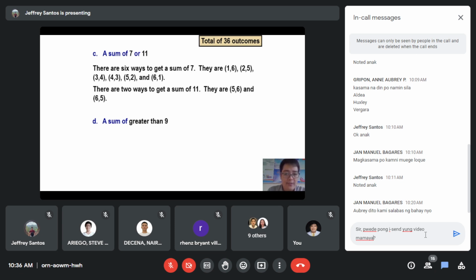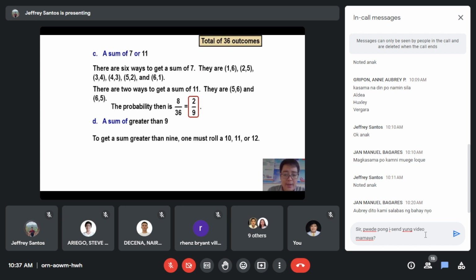Ano ngayon ang sagot dito? A sum of 7 or 11. We are just going to add the corresponding probabilities. So the probability then is 8 over 36. Bakit naging 8? 6 plus 2, divided by 36. So 6 plus 2 is 8 over 36. Reduced to its lowest form, divisible sila parehas by 4, so kaya naging 2 over 9. Okay? So next example, a sum greater than 9. Now, what are the combinations which will yield a sum greater than 9?